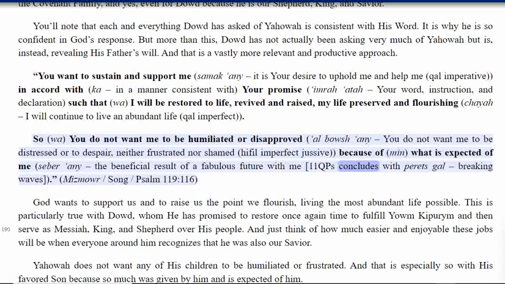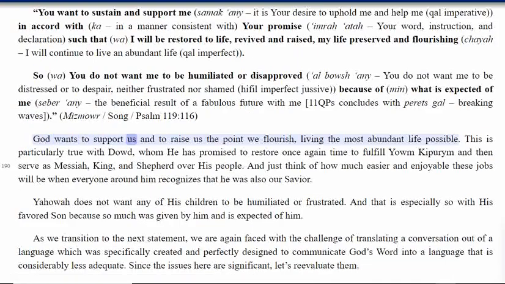11QPs concludes with Peretz Gal, breaking waves. Mizmowr, Song, Psalm 119:116. God wants to support us and to raise us to the point we flourish, living the most abundant life possible. This is particularly true with Dowd, whom he has promised to restore once again in time to fulfill Yom Kippurim and then serve as Messiah, King, and Shepherd over his people.